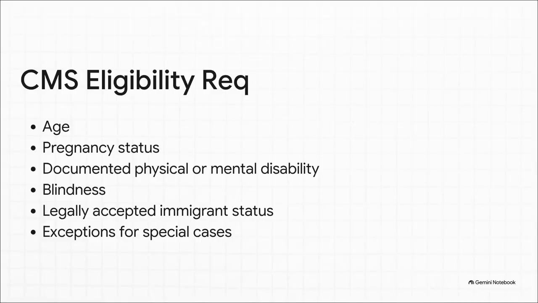But here's the thing you really need to remember. Just demonstrating low income isn't enough on its own. CMS requires that a patient must also fall into a very strict categorical box. This means they need to meet criteria based on age, pregnancy status, a documented physical or mental disability, blindness, or legally accepted immigrant status. As a biller, you absolutely must verify this carefully. And keep an eye out for special exceptions too. For instance, nursing home residents get special consideration, and a disabled child living at home might actually qualify even if their parents make too much money to meet the standard income requirements.